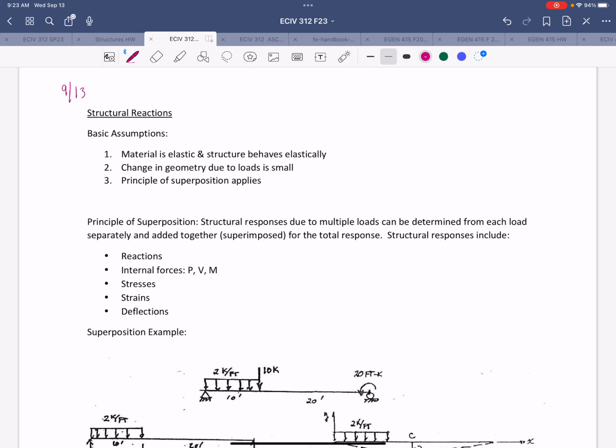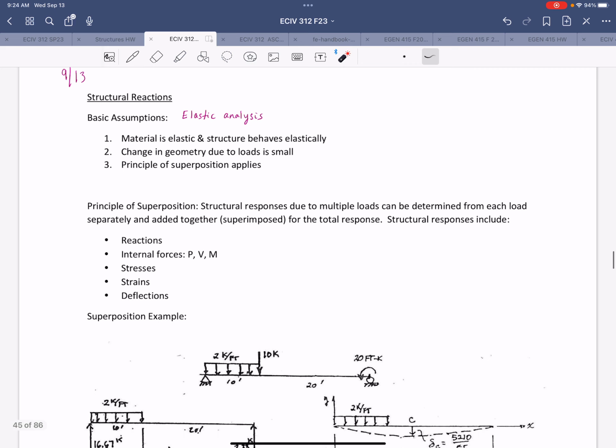So of course, our basic assumptions are for an elastic analysis. All of these only apply if the behavior is elastic. And then again, the principle of superposition, right? We can calculate any of these structural responses that way.